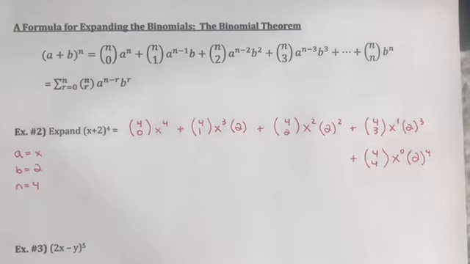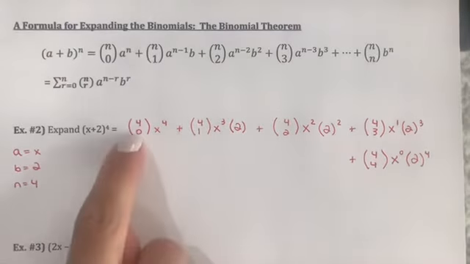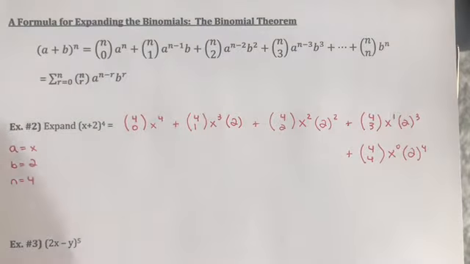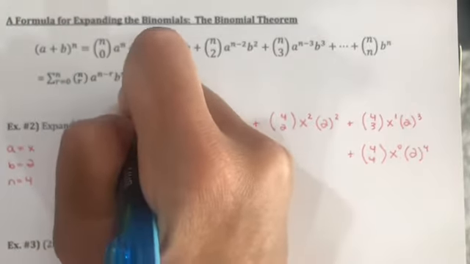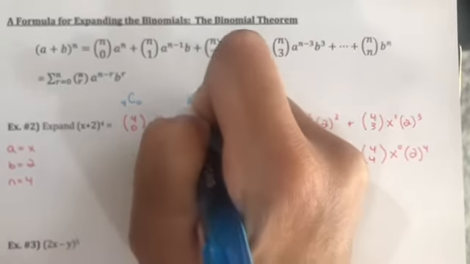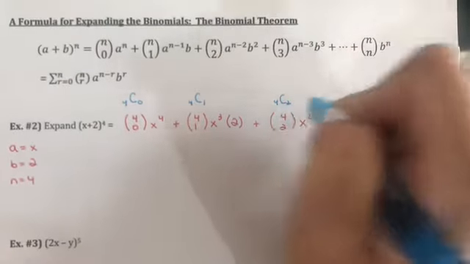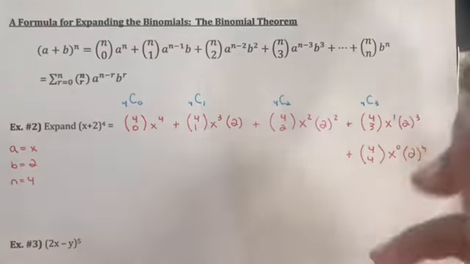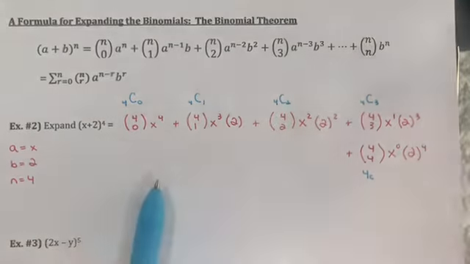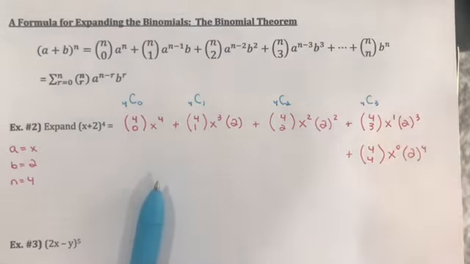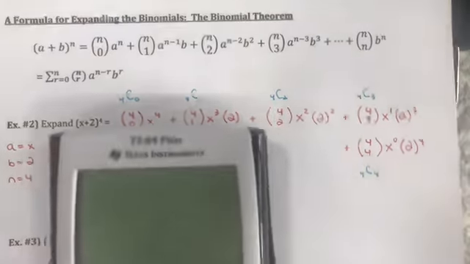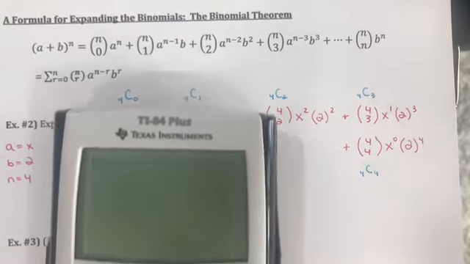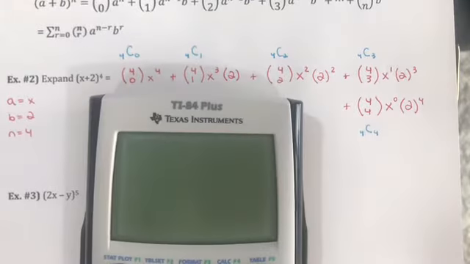Okay, so now it's time for us to simplify. First of all, remember that these notations here, I can type into my calculator. So this one would be 4C0, 4C1, 4C2, 4C3, and then 4C4. Okay, makes it a little bit easier to type in instead of doing the whole binomial coefficient formula.